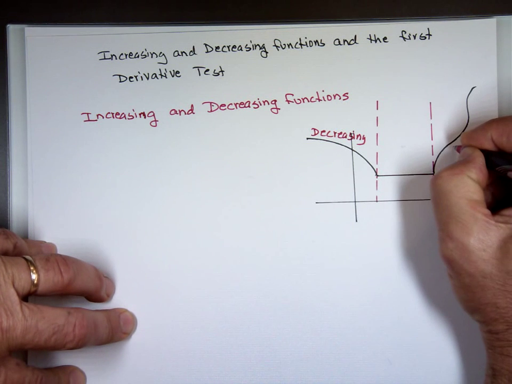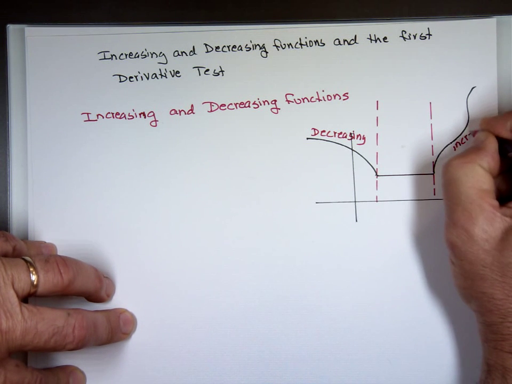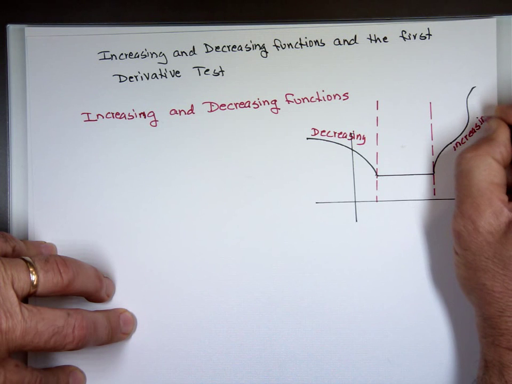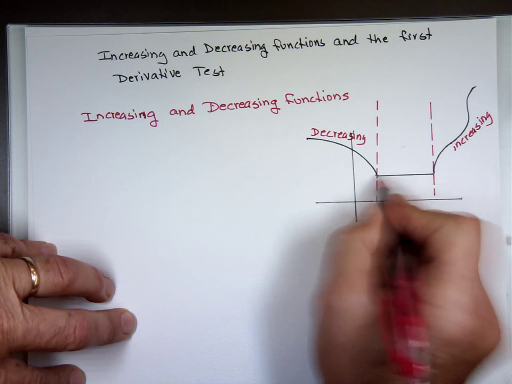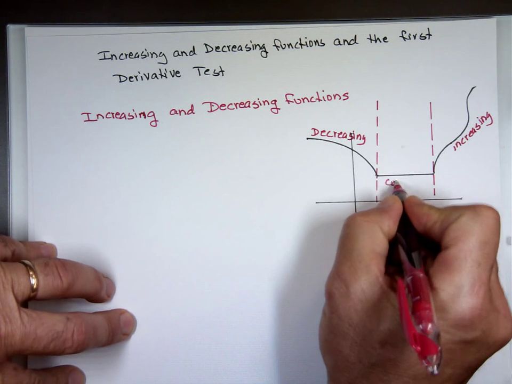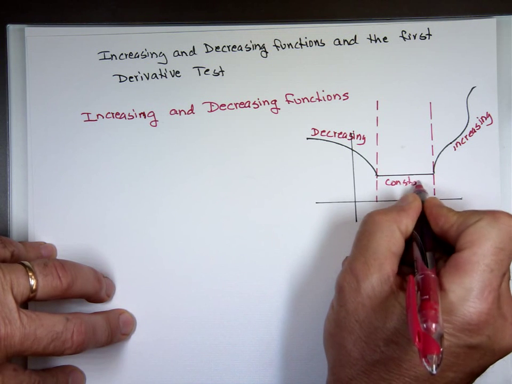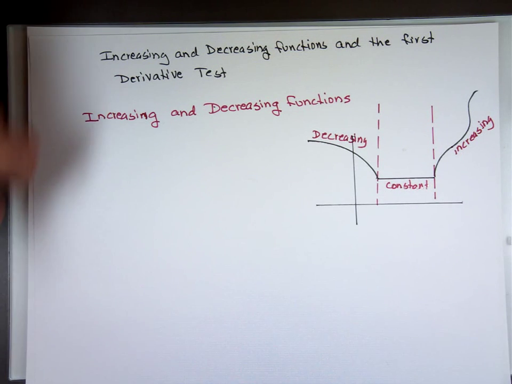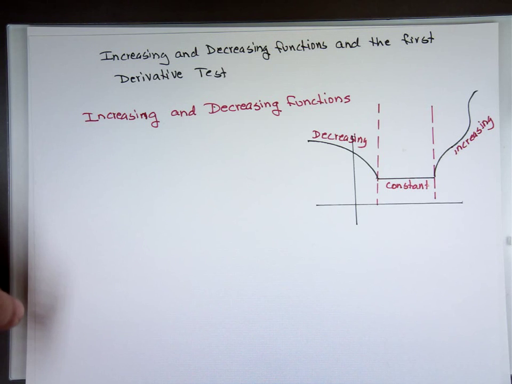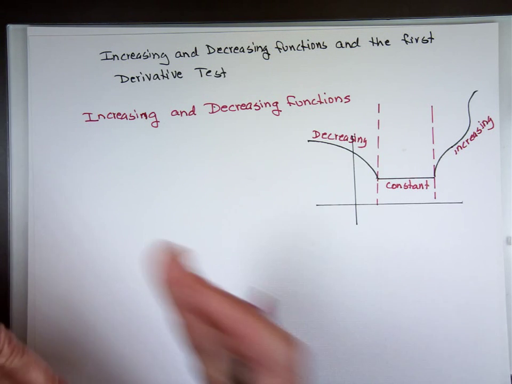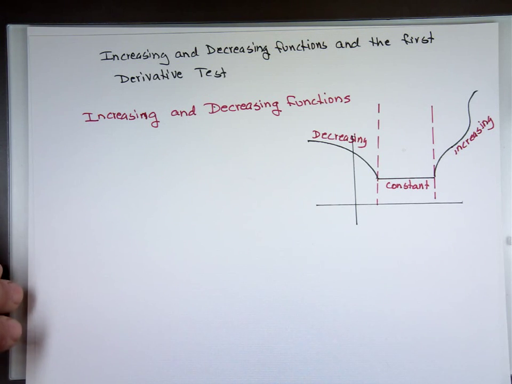This one is increasing here. And what about this piece? That stays constant. So you can have a function increasing, decreasing, staying constant, but that's what decreasing means. As x increases, the y value is dropping.